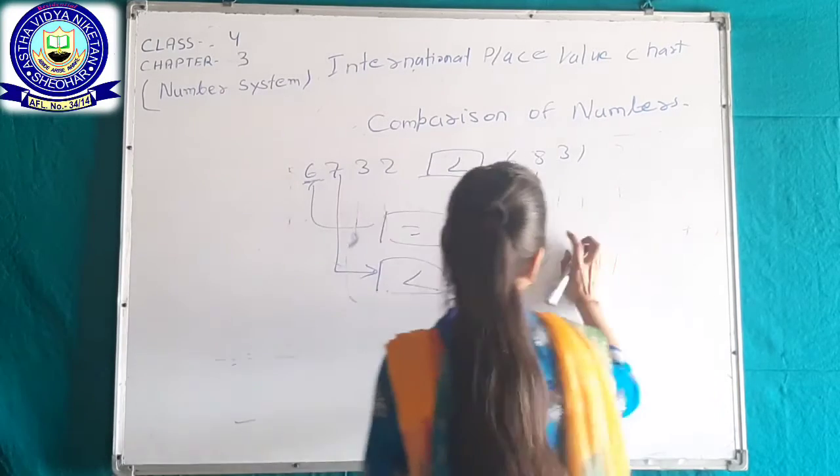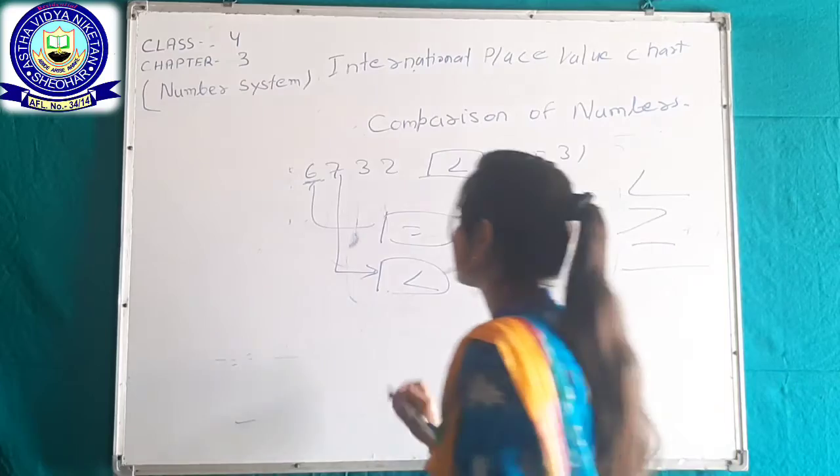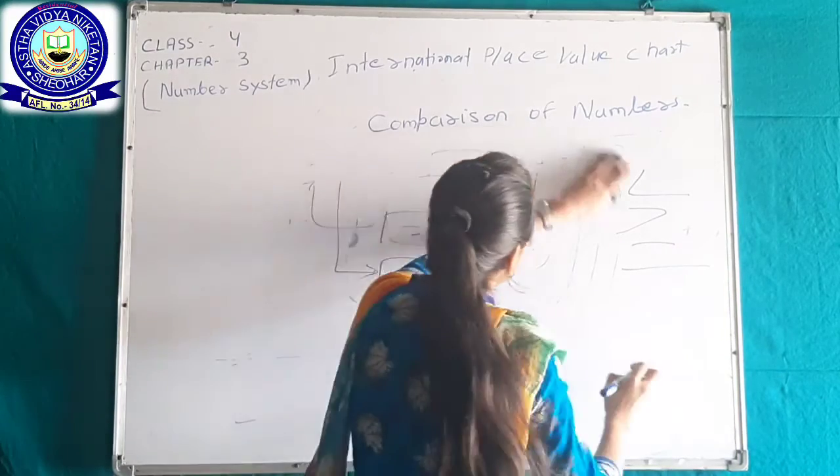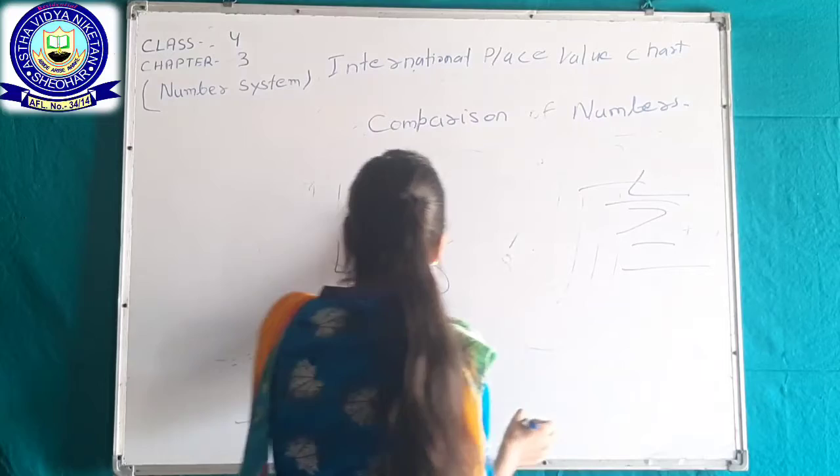6732. This is the symbol of greater than, this is the symbol of less than, and this is the symbol of equal to. We use these three symbols to compare numbers.